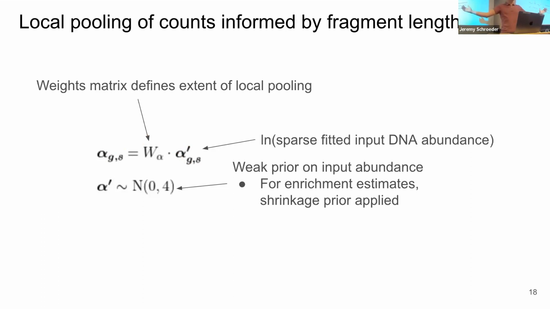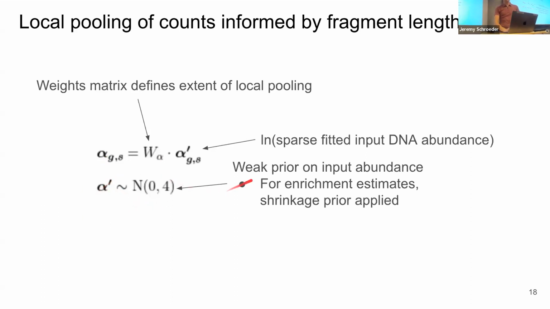So if the fragment sizes are long, we're going to infer alpha primes wider apart than if our fragment sizes are short. And then we build a weights matrix to take the dot product of what I'll call a pooling matrix. And I'll explain with a cartoon in a slide here what this really looks like. But we get this pooling matrix. So the dot product between that matrix and the sparse vector alpha prime gives us our dense vector alpha of actual genome scale resolution enrichment estimates, or in this case, input DNA abundance estimates.